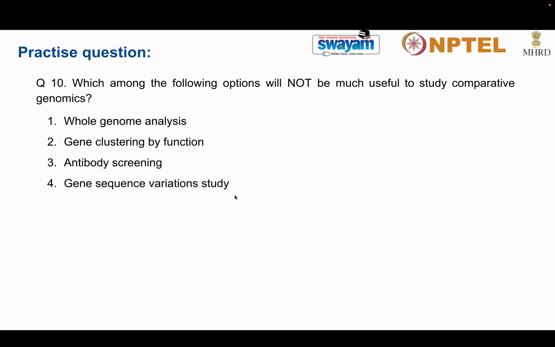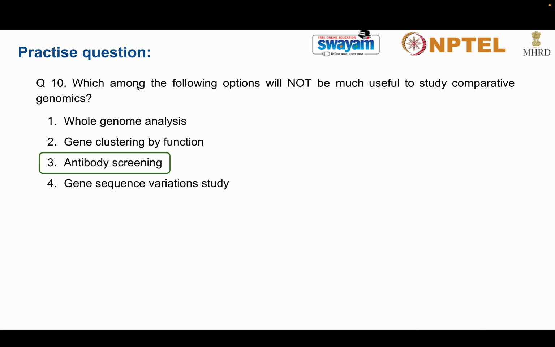So what do you think, which of the options will not be useful when you are studying comparative genomics? We have already discussed comparative genomics, what its applications are and how we perform it. So now I hope you'll be able to answer this question. Let's see what the right answer is. The right answer is option 3, which is antibody screening.